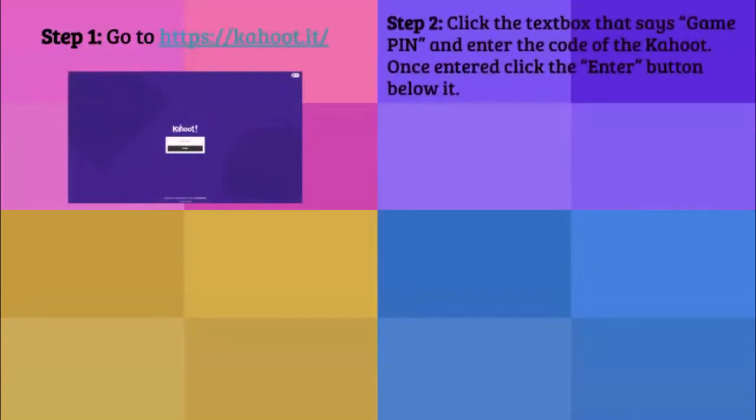The next step is to click the text box that says game pin and enter the code of the Kahoot. And once you have entered the code, click enter, that is just below, and make sure that you haven't made any typos because it will not register and you won't be able to enter the game.